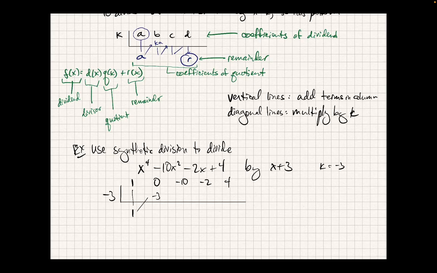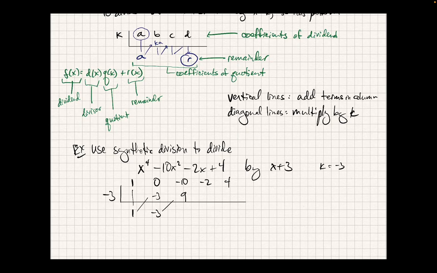And then you go down. So I'm adding these together, right? Yes, if you add zeros, it's negative 3. Next step? Bring the negative 3 up. Every time I bring up something, I'm multiplying it by my k. So it's negative 3 times negative 3, that's 9.